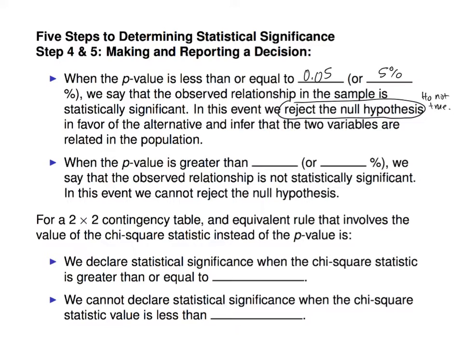Because if that were true, we'd only see data like this about 5% of the time, which is not very often. And then you can say, I'm going to say that the alternative is more likely. This kind of stuff is used all the time in biology and medicine, and usually it's 0.05. But for other things, it might be a different number.